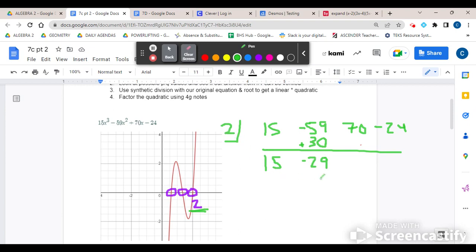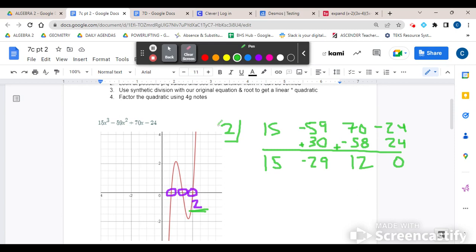So next we're going to do 2 times negative 29. 2 times negative 29 is negative 58. And again, we're going to add 70 and negative 58. So 70 plus negative 58 is going to be 12. And then 2 times 12 is going to be positive 24. And we have a nice remainder of 0. So 2 works.